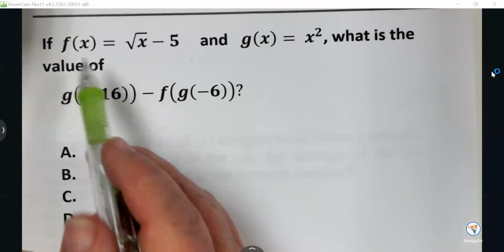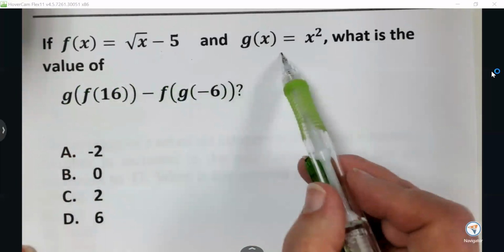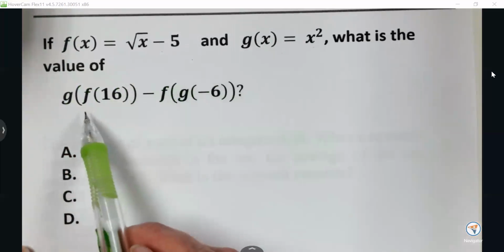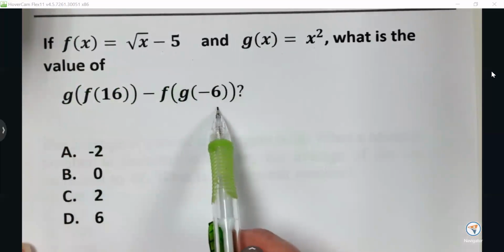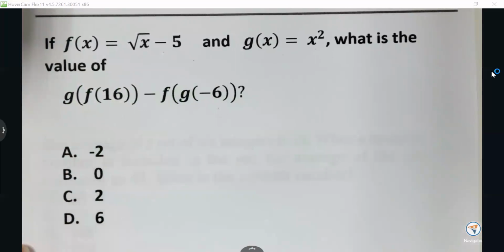In this case, f of x is the square root of x minus 5. G of x is x to the second, and I want to know the value of this. You can pause a minute, and then when you come back, we'll do this together.